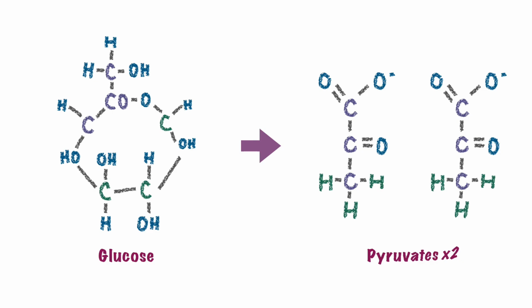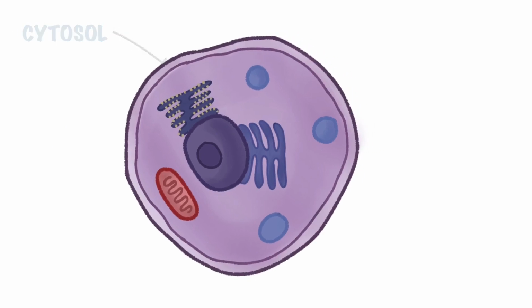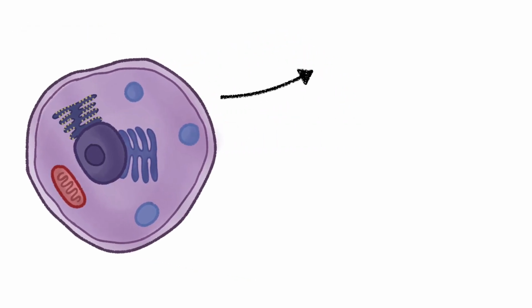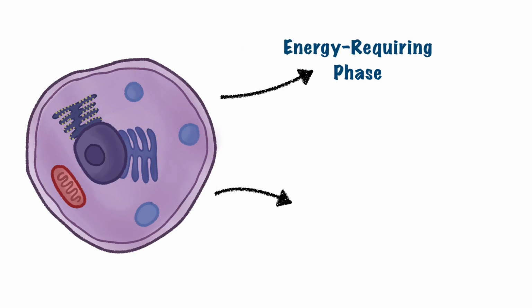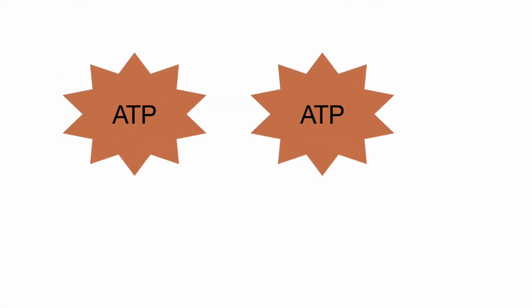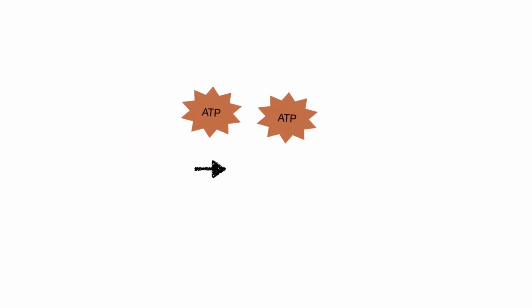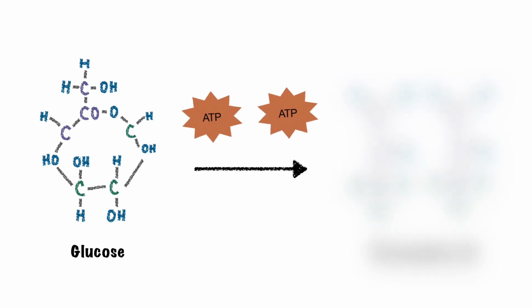Let's discover more, shall we? Glycolysis takes place in the cytosol of a cell, and it can be broken down into two main phases, the energy requiring phase and the energy releasing phase. In the first half of glycolysis, two adenosine triphosphate or ATP molecules are used in the phosphorylation of glucose, which is then split into two 3-carbon molecules.